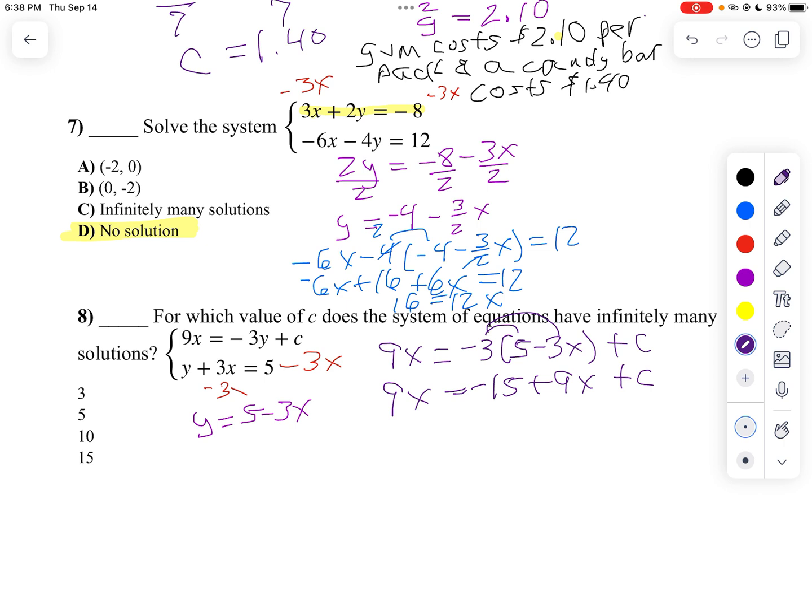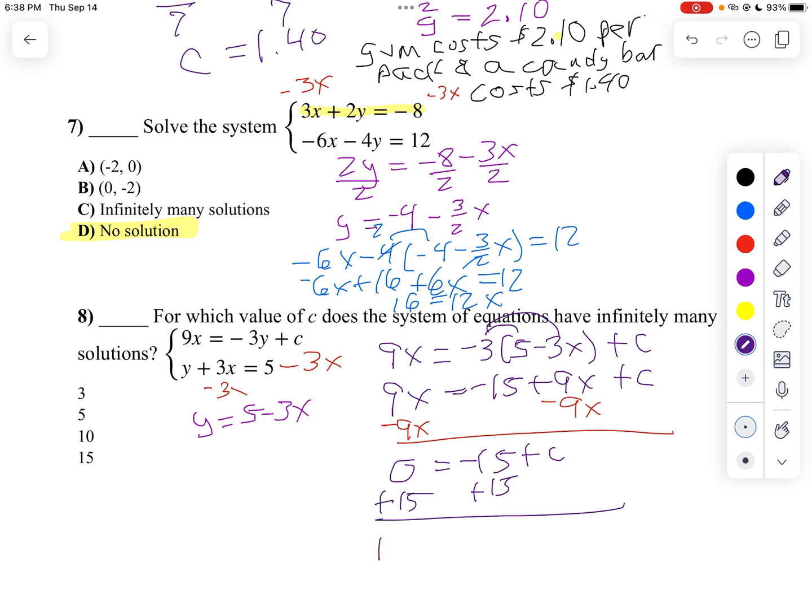So what I'm going to do here is I will minus 9x from both sides. And I will get 0 equals negative 15 plus c. I will add 15 to both sides. I'll get 15 equals c.